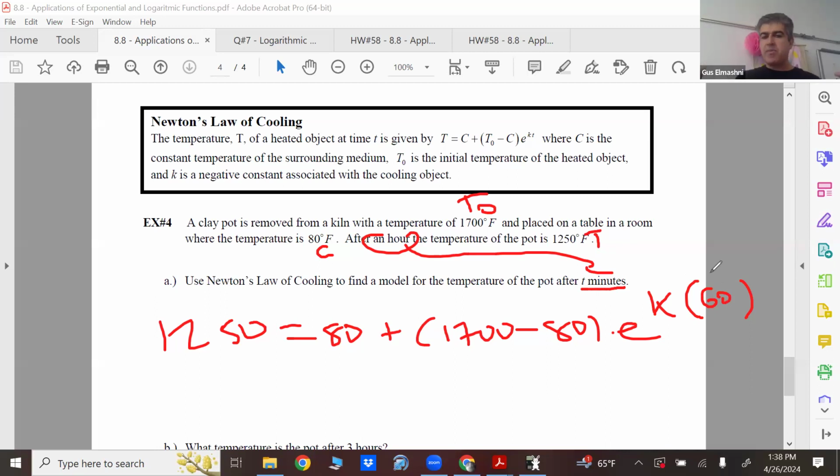Now, how this formula is devised, I think Sir Isaac Newton came up with this formula, and how he did, I don't know, but it works. It has a lot of applications in calculus for sure. So that's 1170. Make sure you follow order of operations correctly, guys. Equals 1620 times e^(60K). Okay. I'll need a calculator to work this out.